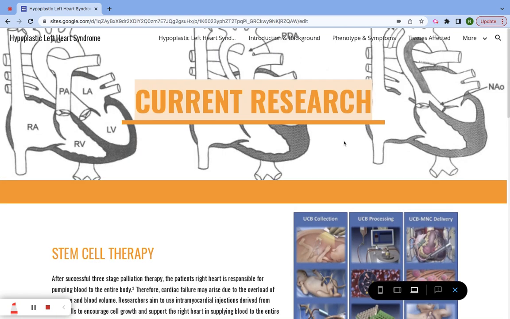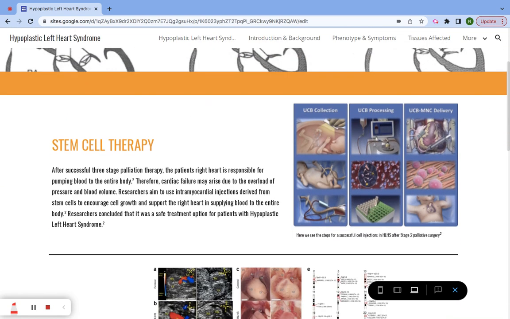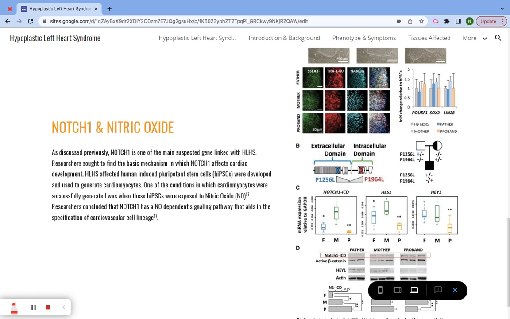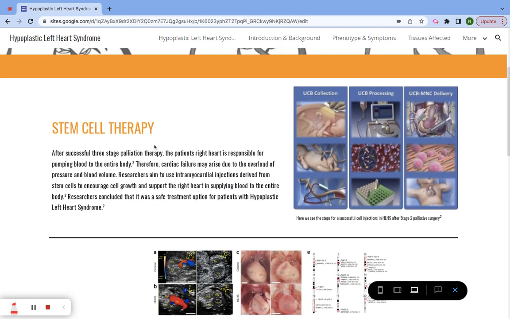Now we're going to move on to the last section, which is current research. And my 2 favorite have to be stem cell therapy and the Notch1 and nitric oxide research papers. I focused my paper summary on this, and I really liked how we saw how Notch1 is a nitric oxide dependent signaling pathway, and maybe we can use that later on as a treatment option for patients with HLHS, as well as using stem cell therapy to treat HLHS in the future.